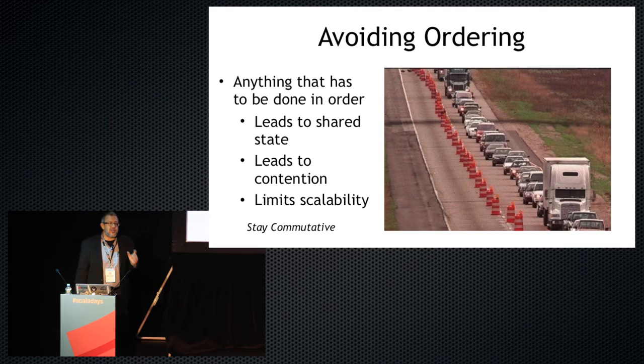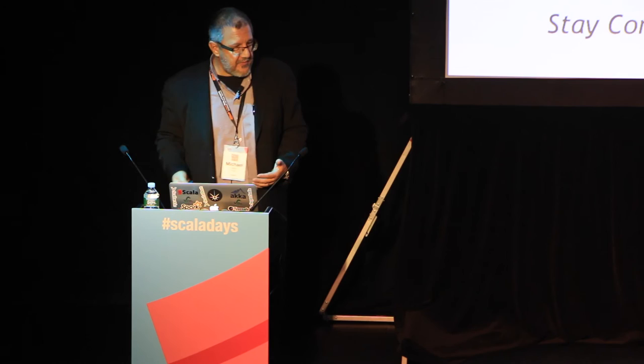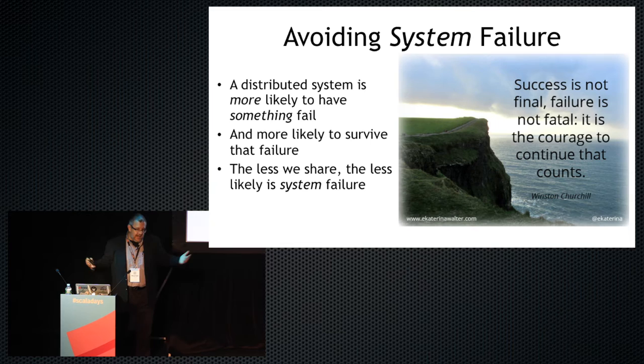Ordering is a huge cost, because ordering actually leads to shared state in a certain sense. You must have shared state in order to preserve order, or English for that matter. It leads to contention, and it severely limits scalability. So in the developer sense, stay commutative. It should not matter in the order in which things are applied. And we'll talk about how to do that. Some of you may already guess. Now, what's interesting is we talked about failure, and we said, of course, failure is a problem in a distributed system, in a highly scalable system.